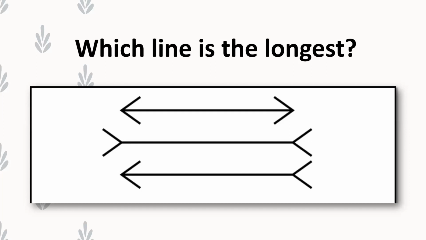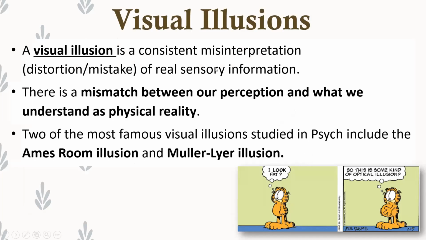And people will consistently misinterpret that line as being the longest. Even when you tell them that, yes, this is not actually as long as the other lines, they'll be like, no, it actually is. It is longer. What are you talking about? So there's a consistent misinterpretation there.